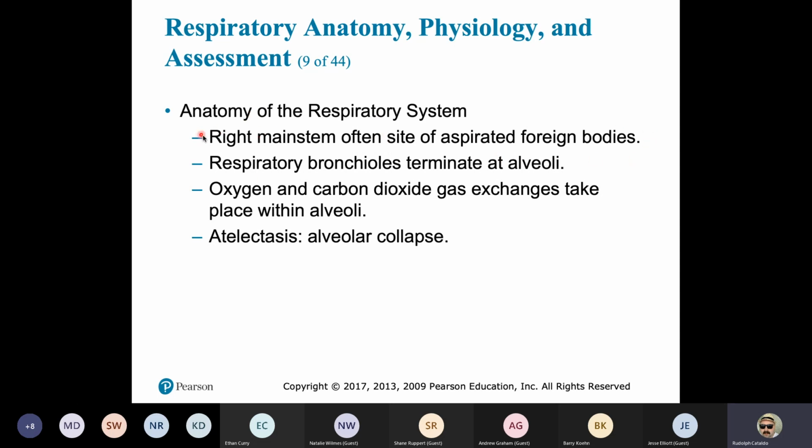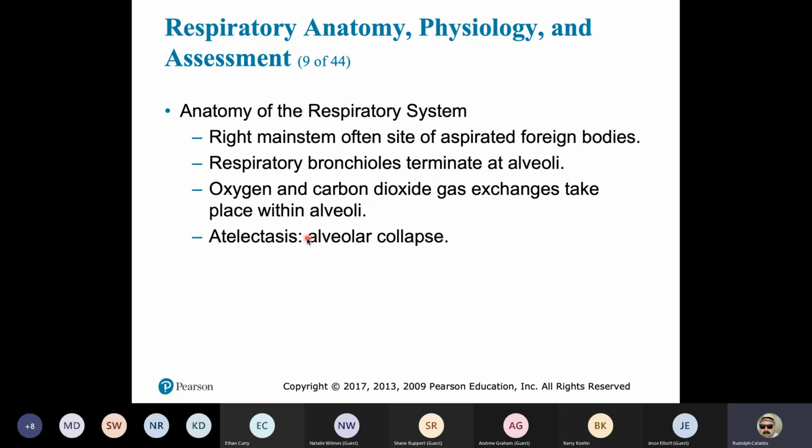So right mainstem often is where aspirated foreign bodies end up, and we could see why. It's a straight shot down our trachea. Our bronchioles terminate at the alveoli. Our alveoli are essentially the last stop on the train of our respiratory system. Oxygen and carbon dioxide gas exchange takes place in the alveoli.